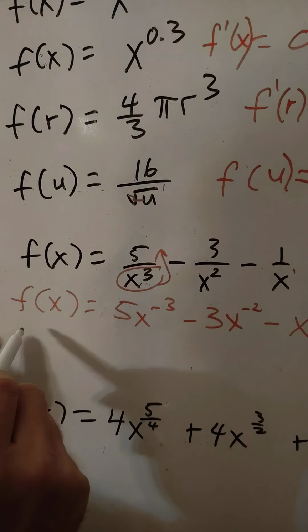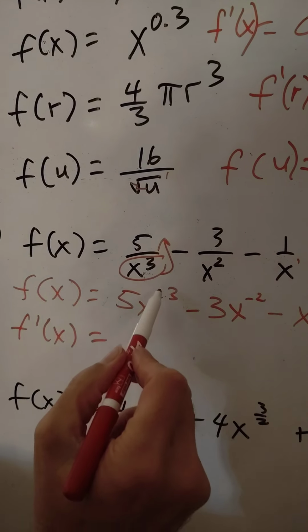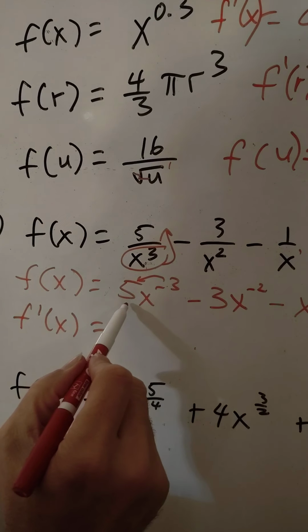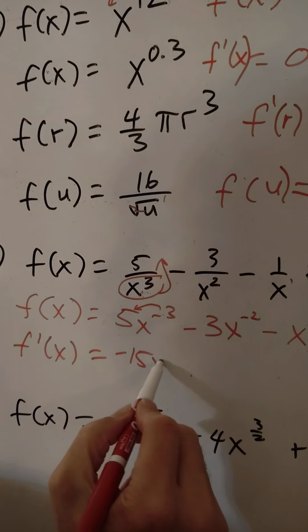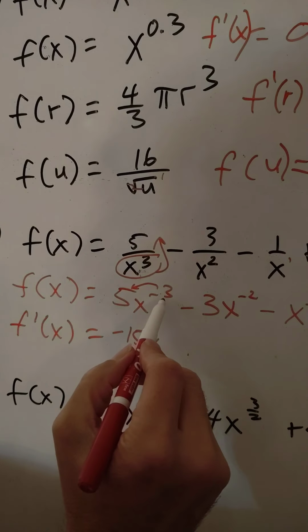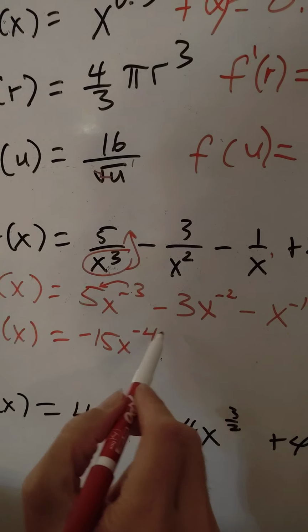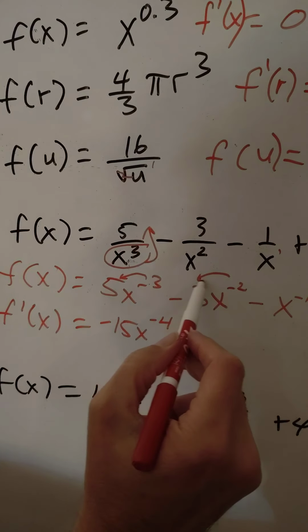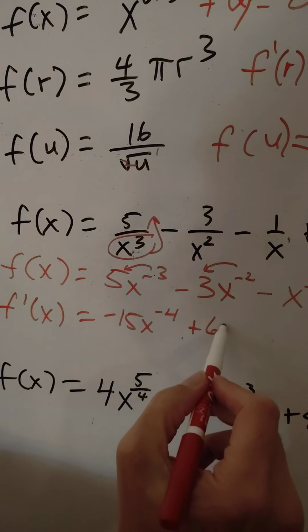Now I'm ready to take the derivative. So f prime of x is equal to negative 3. You bring it down and it multiplies by the 5 in front, which multiplies to a negative 15x decreased by 1. That's the power rule. Negative 3 minus 1 is a negative 4. When I bring down the minus 2, it multiplies with the negative 3 to give me a plus 6x.